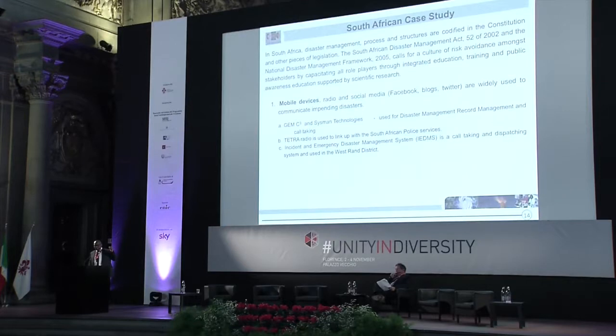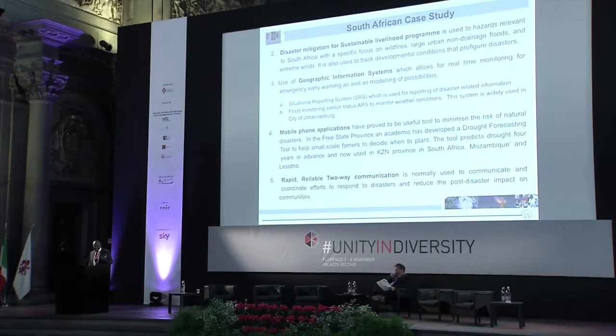The cities as well as local municipalities have metro police, but we mostly rely on the SAPS, the South African Police Service. We also use the incident and emergency disaster management system for call taking, but also to dispatch, which is used in the West Rand District. This is a district located in the southern corridor of Gauteng, which will be a metro in 5 years' time. We just had elections, and the next elections will be in 2021, and we hope that West Rand will be a metro at that time.